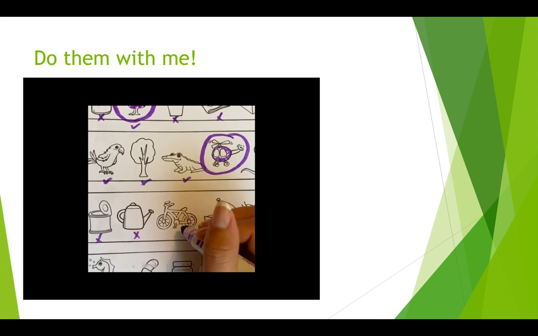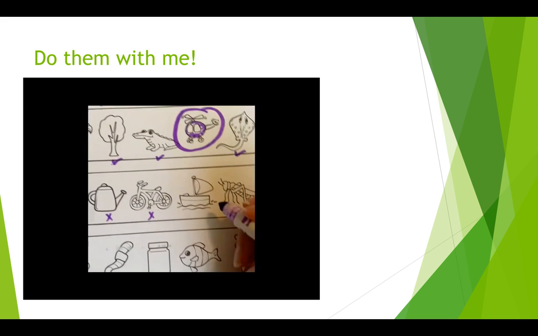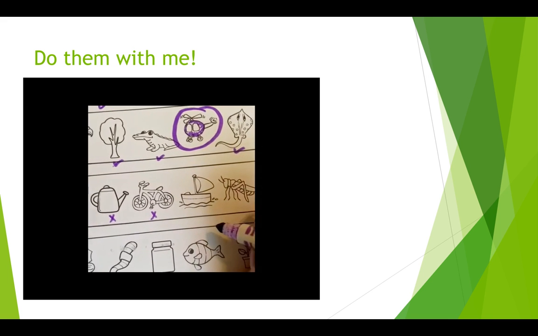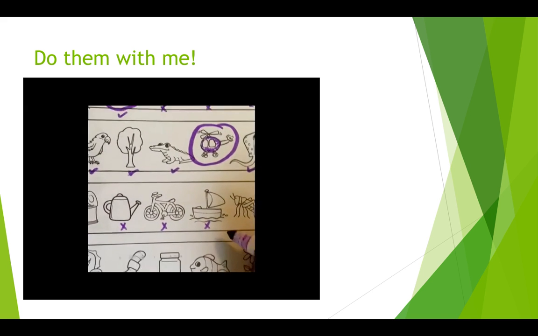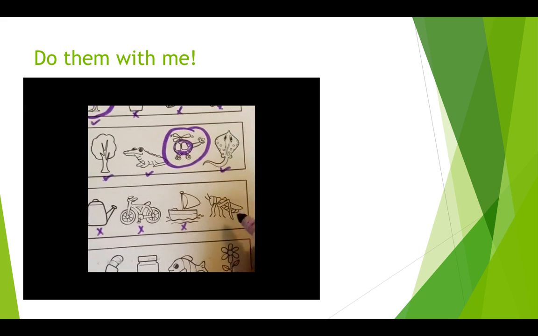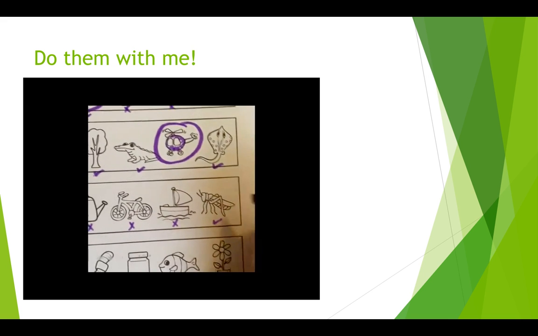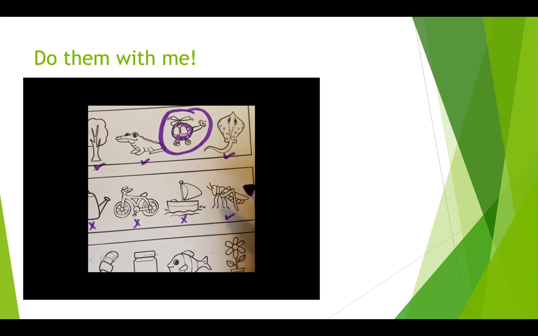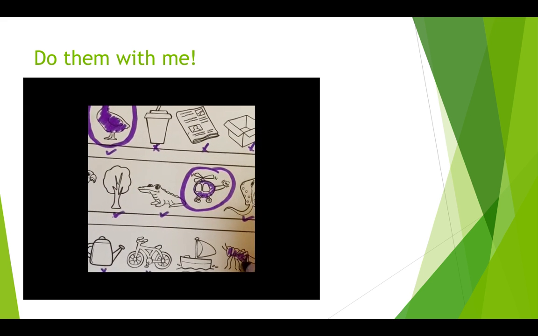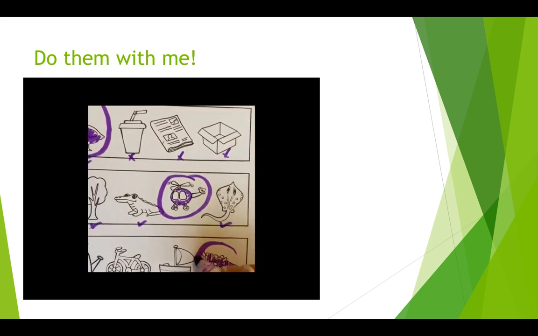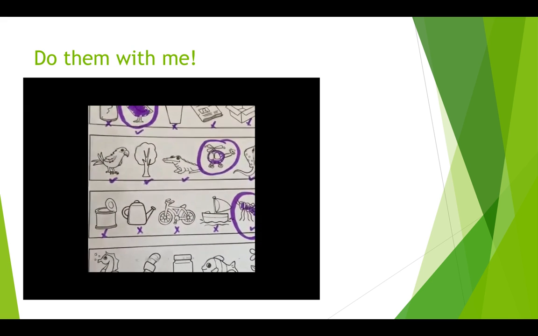What about a bike? No, a bike is not alive. It doesn't make more of itself. It doesn't grow. Is a boat alive? No, a boat is not alive. Remember, it doesn't grow, reproduce, make more of itself. And what about a grasshopper? Yes, a grasshopper is alive because it does grow, reproduce, it moves. And so we're going to color our grasshopper and then we're going to circle him because he's the one that does not belong. Now let's look at our last row.